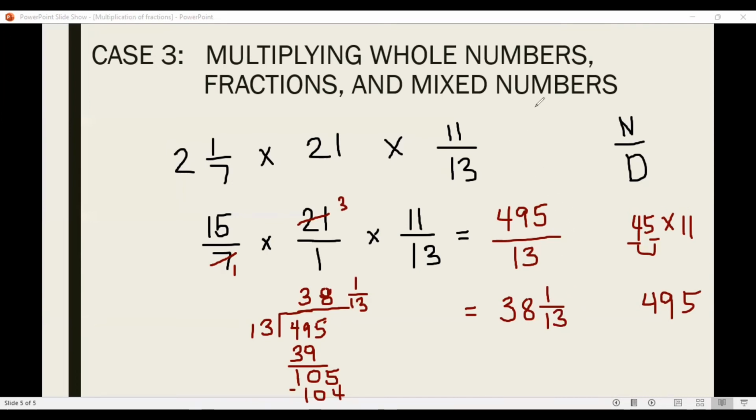Okay, so that is how we deal with multiplication of fractions. Again, if you have an improper fraction, or a mixed number, you have to change it to an improper fraction. The whole number is automatically over 1 so that it will be expressed as an improper fraction as well. And then the proper fraction, you just have to copy and do the cancellation process.